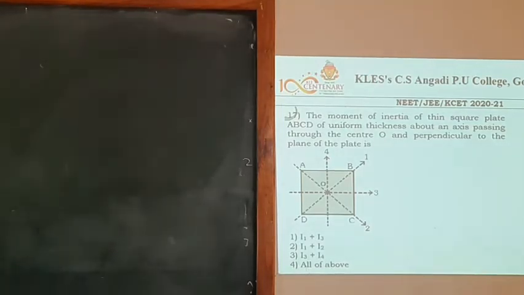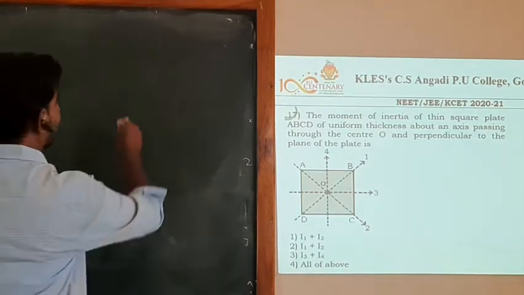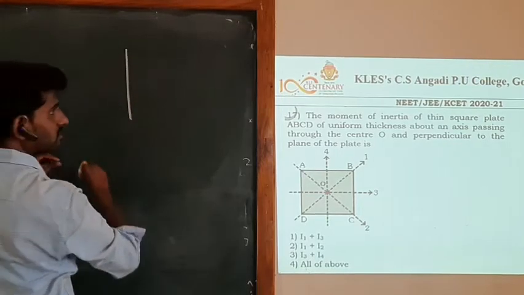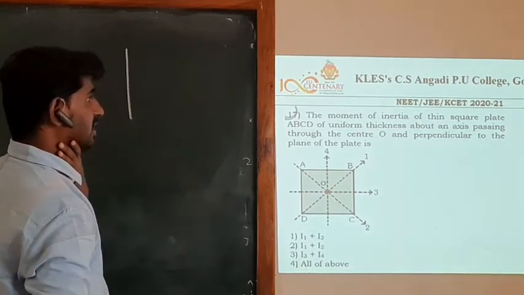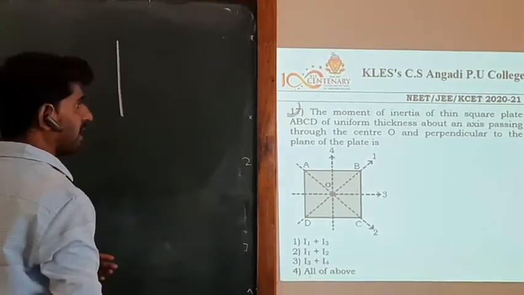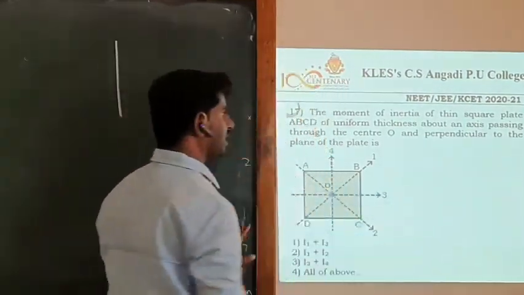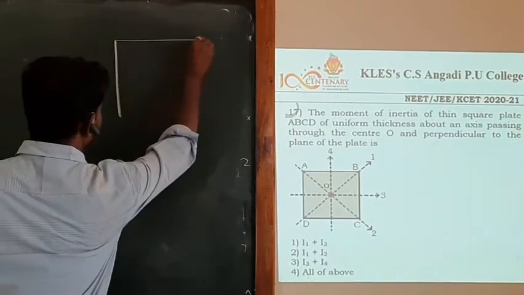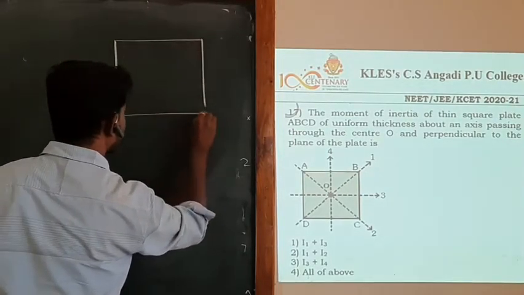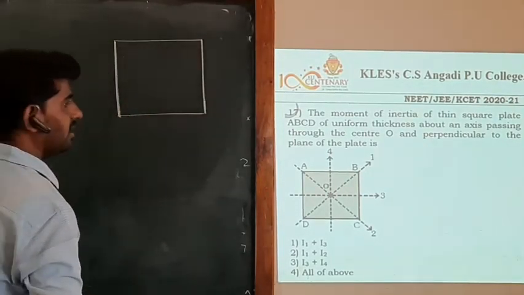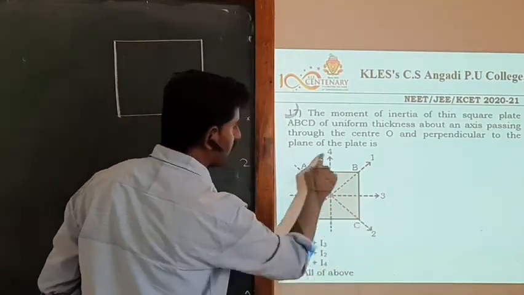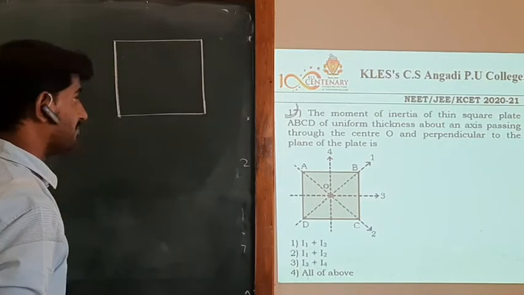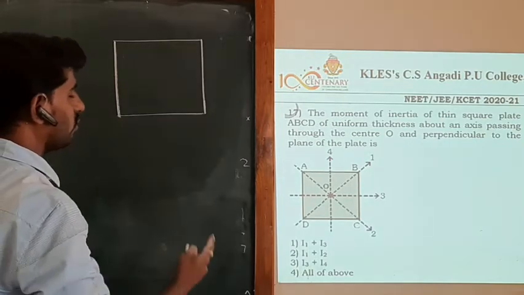The moment of inertia of a thin square plate ABCD of uniform thickness about an axis passing through the center O and perpendicular to the plane. So it's a very important word here, and that is a clue to solve this one. See here, this is the first axis, second axis, third axis, and fourth axis. They are given the names 1, 2, 3, 4 for those axes.